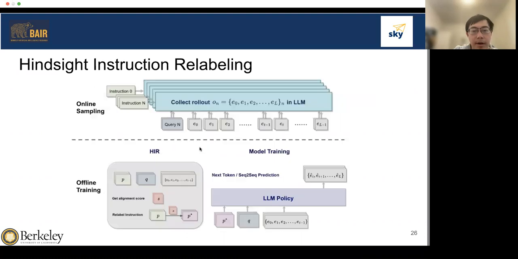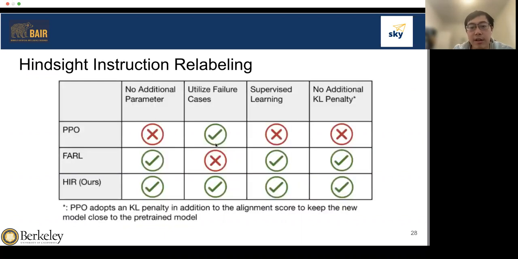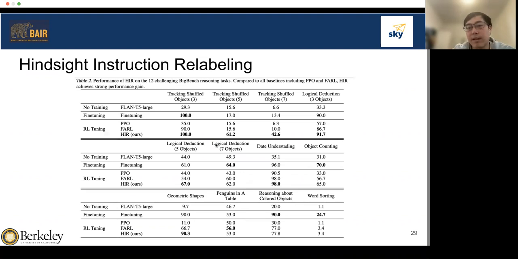I think one thing we also admit is that this is a proof of concept, and this part we didn't actually solve perfectly. I do think there's a lot of room for improvement, but what we do is we have the labeled dataset. For example, this logical deduction task: we have the question description and also the final golden answer.